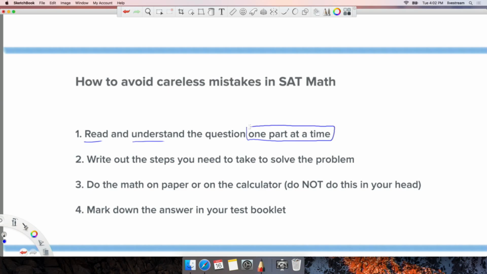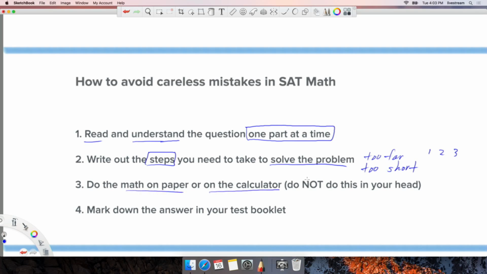And so when you break things up and annotate and underline as you go, it'll help you process all of the information and keep you focused on the question. Next, I encourage you to write out the steps you need to take to solve the problem. And so this will prevent you from going one step too far or too short. And so this is really helpful and is almost like a roadmap for what you want to do first, second, third, and so forth.